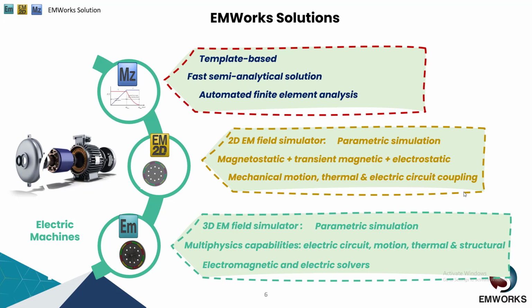Second, we have the EMWorks 2D tool. It is a 2D electromagnetic simulation software that uses the finite element method to solve magnetic, electric and transient problems. It allows users to study the effect of geometry or simulation parameter changes on the design. It also allows coupling a transient magnetic study to mechanical motion and thermal.